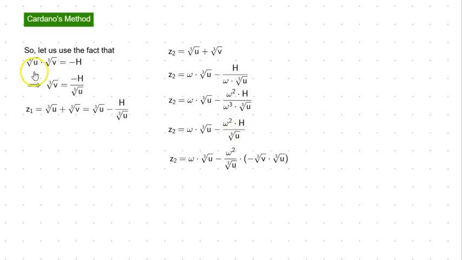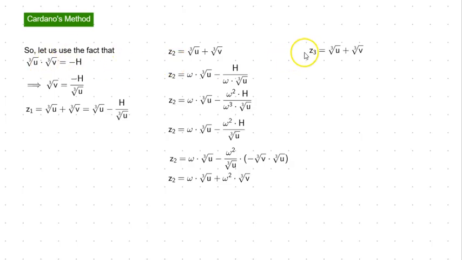Now h is what? h is cube root of u times cube root of v. So we do the substitution. Cube root of u and cube root of u get cancelled, and we end up with omega times cube root of u plus omega square times cube root of v. So this is our second root of the reduced cubic or the depressed cubic. Now we look at the third root of the depressed cubic.